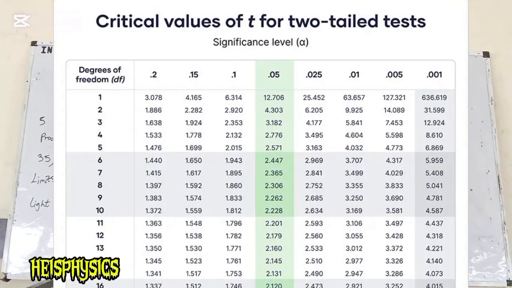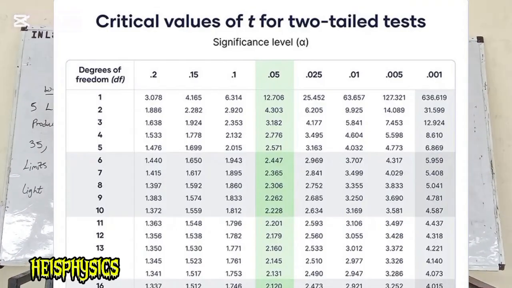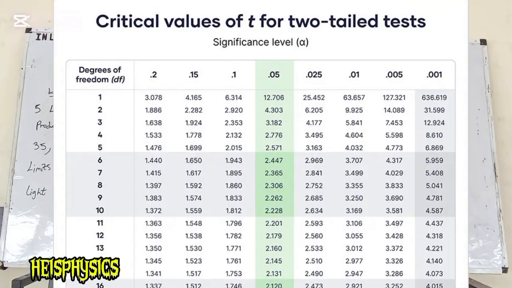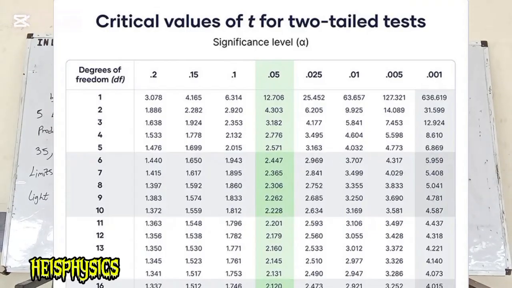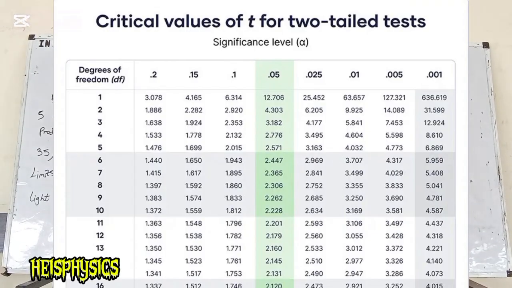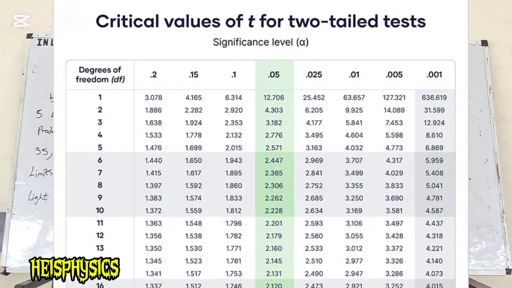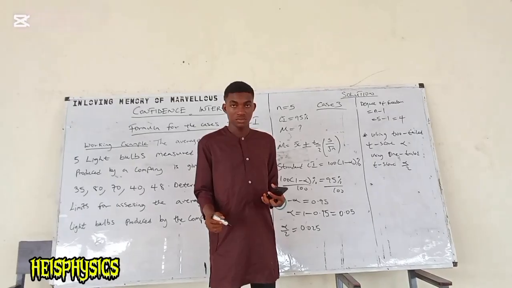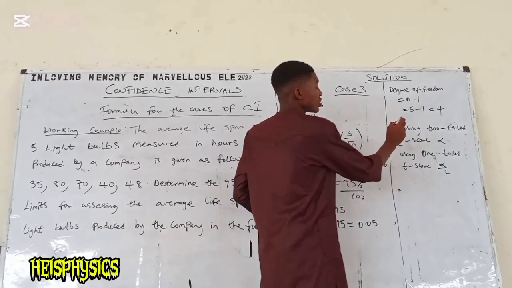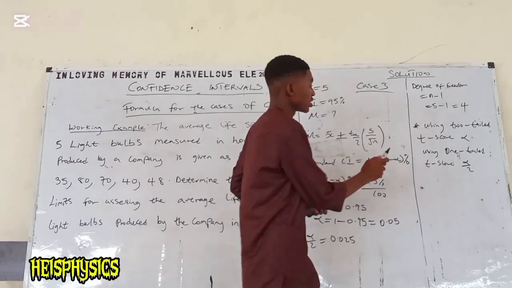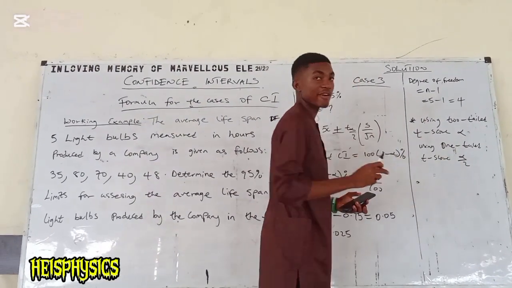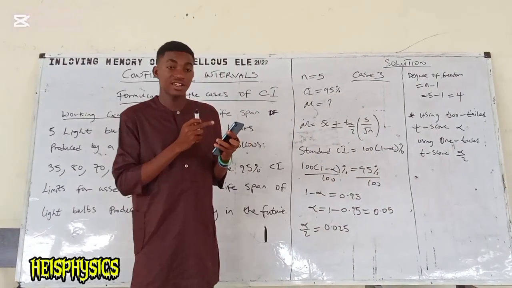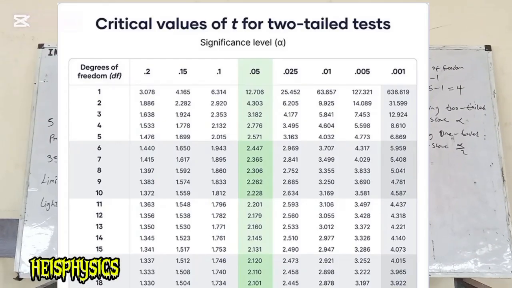When using a two-tailed t-score table, you work with alpha. I repeat, when using a two-tailed t-score table, you work with alpha. And when using a one-tailed t-score table, you work with alpha over 2. Let me jot this down. So, using a two-tailed t-score table, you work with alpha. And using a one-tailed t-score table, you work with alpha over 2. From the table we have here, this is a two-tailed t-score table, so I'm working with alpha.